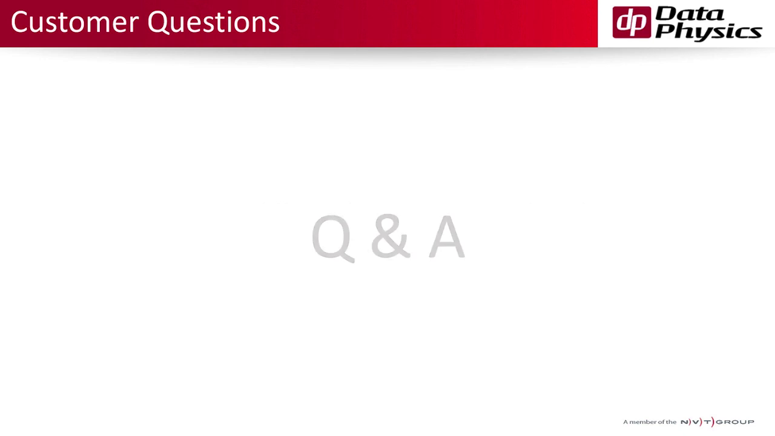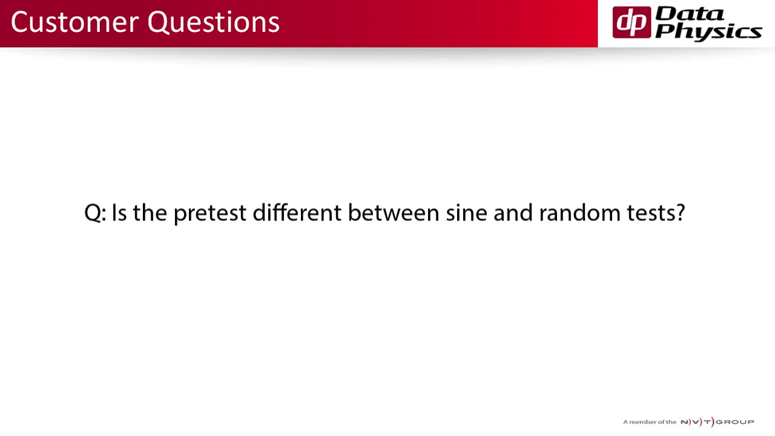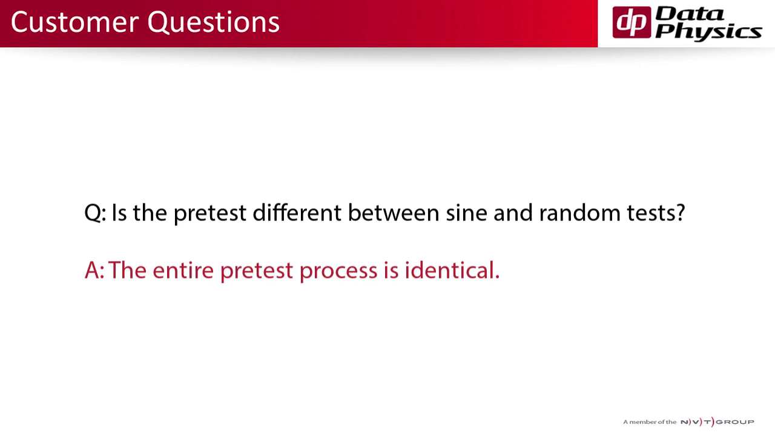I have one question here. Is the pretest different between sign and random tests? So I showed a random test here, but the whole entire pretest process is identical, whether you're running sign or random or shock. Any of our vibe control test types, the pretest is the same.